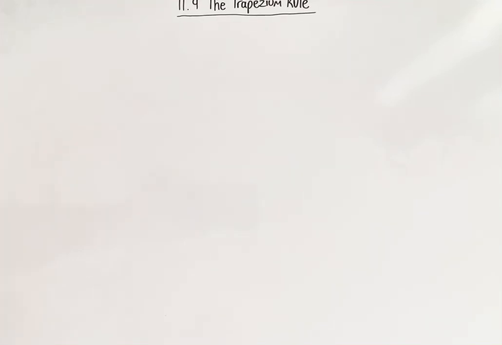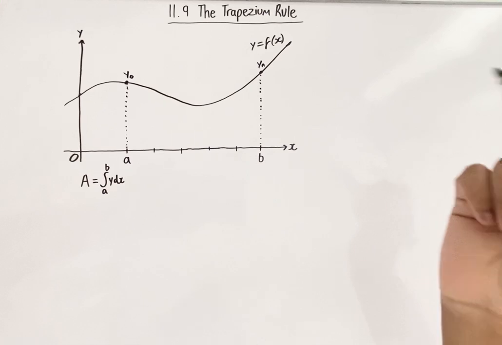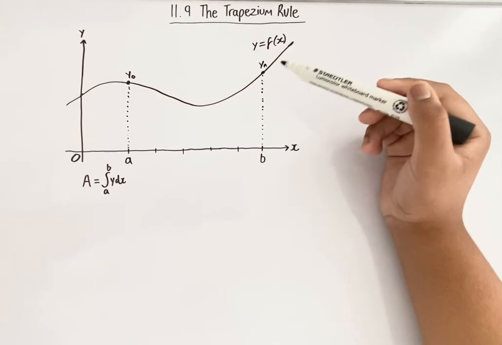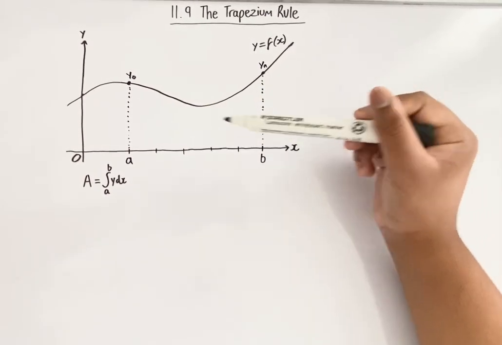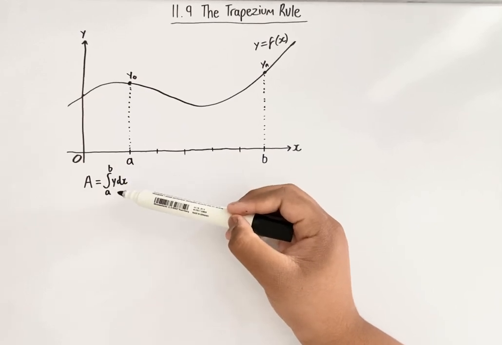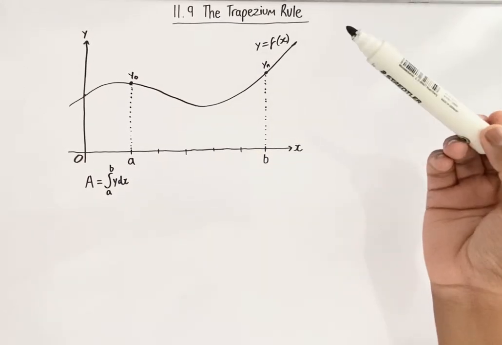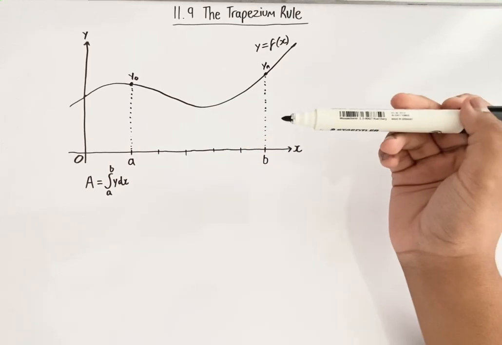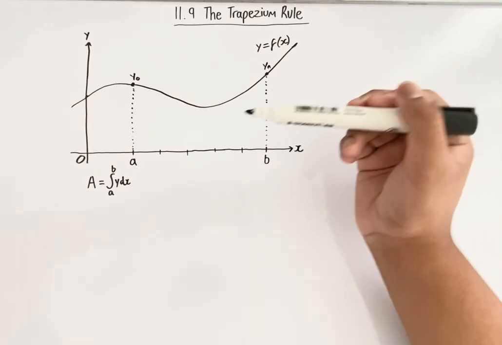Lesson 9. The Trapezium rule. If a function can't be integrated algebraically, you can use a numerical method with trapeziums to approximate the area under a curve. Let's consider the curve y equals f of x. The area under the curve from b to a would be the integral from b to a of y multiplied by dx. If we can't integrate this algebraically, we could approximate the area under the curve using trapeziums.